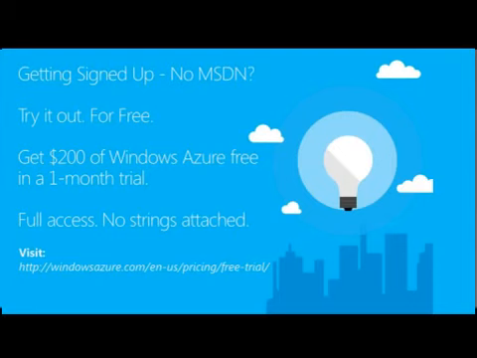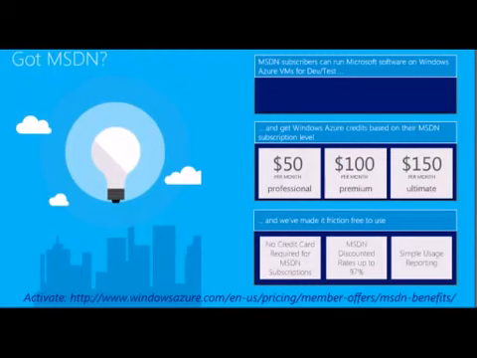What I want to just go through here is how you get signed up. Assuming that you don't have MSDN, there are two scenarios. One if you have MSDN, one if you don't. If you don't have MSDN, you can try out a free trial. Go to windowsazure.com on that URL there, and you'll get $200 worth of a free 1-month trial, full access to that, so you can get started with that at any point in time. If you have MSDN, you'll get a credit amount.